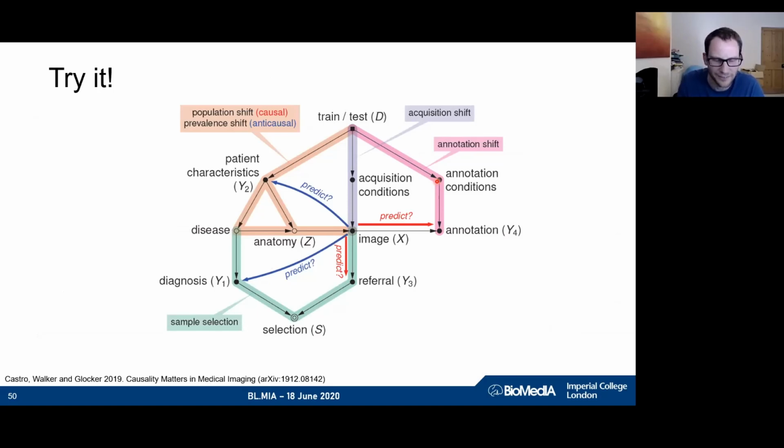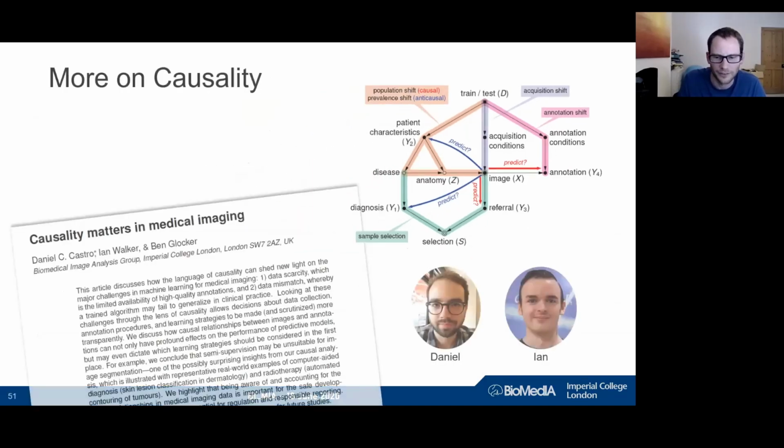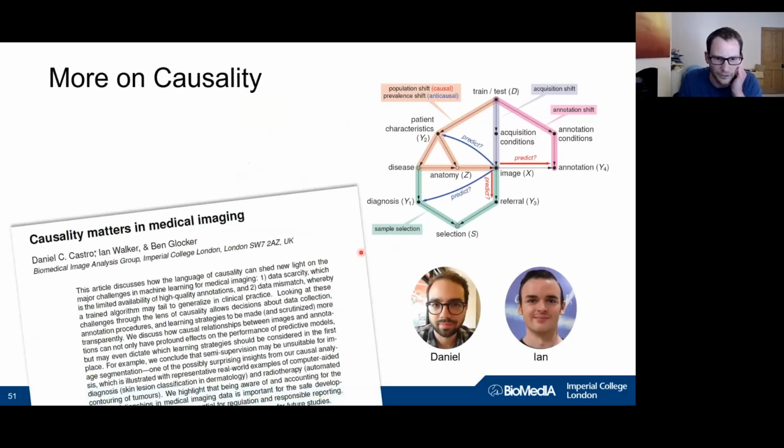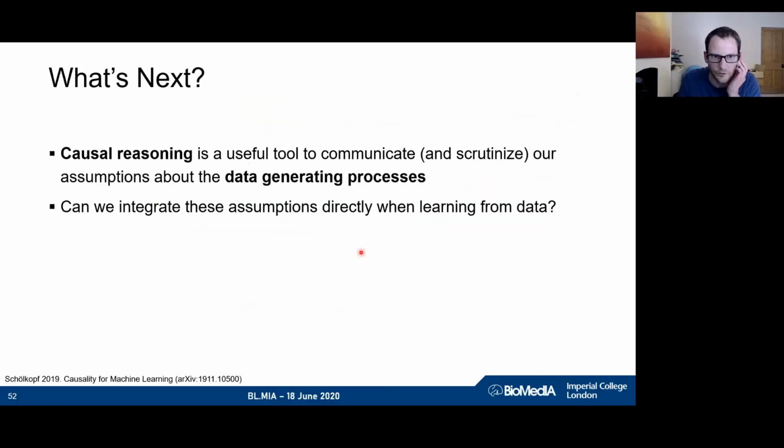We came up with a scaffold diagram that tries to capture lots of different things that you might encounter in medical imaging. Certainly there's stuff missing, and you might want to add more nodes or different errors and so on. So I think it's a good exercise. Daniel and Ian were leading on that one. This paper is on arXiv if you want to have a look.